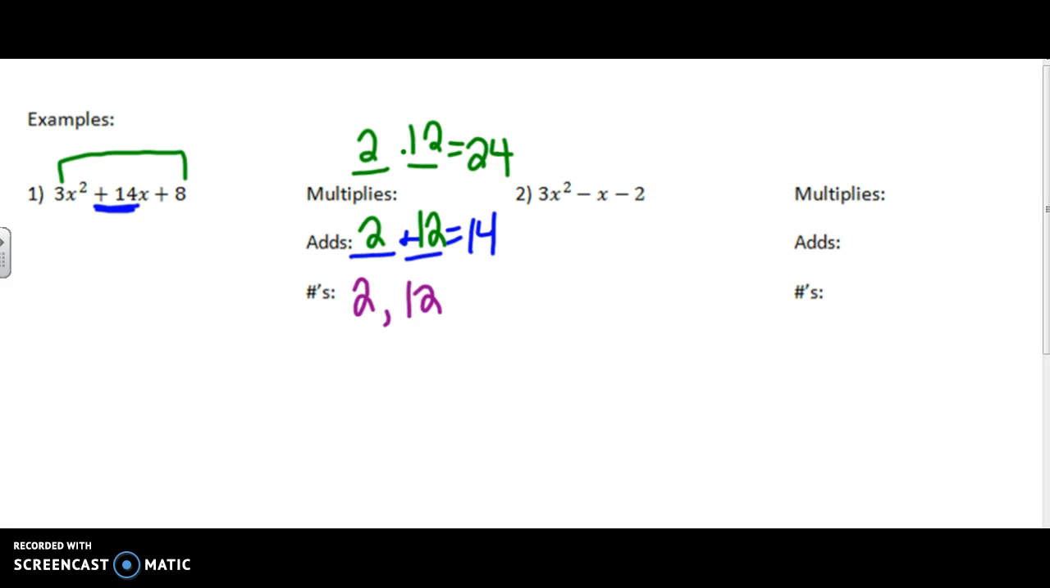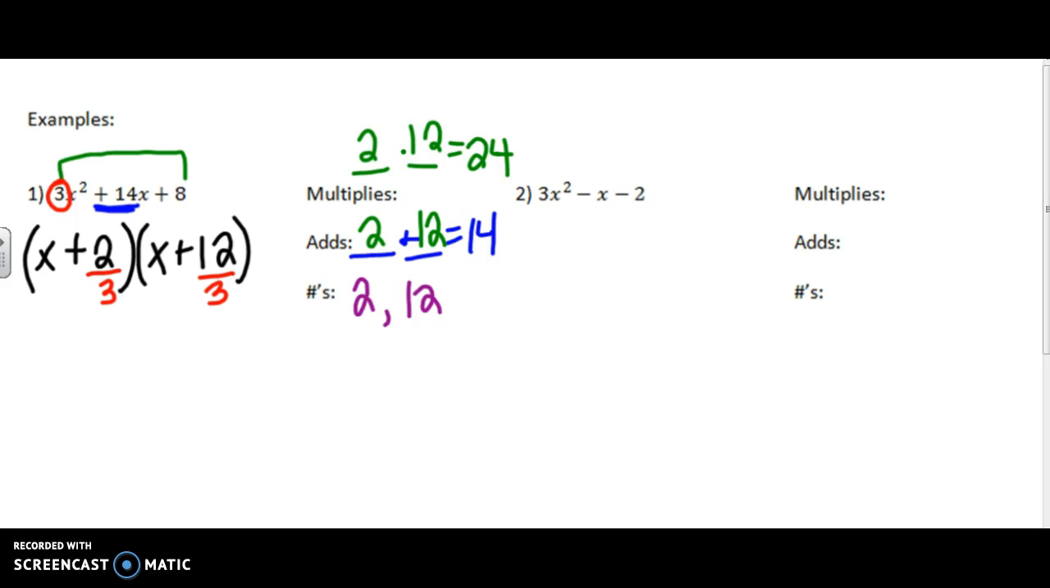So the next step is to basically take those numbers and you're going to write what we call temporary factors. So over here by the original problem, I'm going to write x plus 2 because it was a positive 2, and x plus 12 because it was a positive 12. And then, this is really important, because the x squared had a 3 in front of it, you're going to put that underneath both of these numbers. And then you're going to try to reduce.